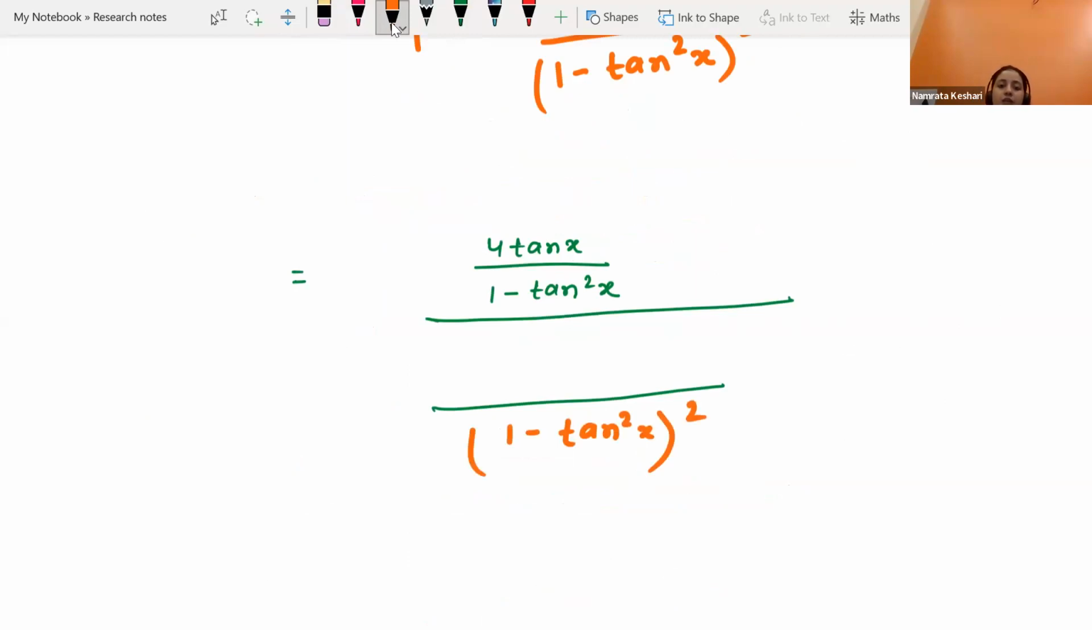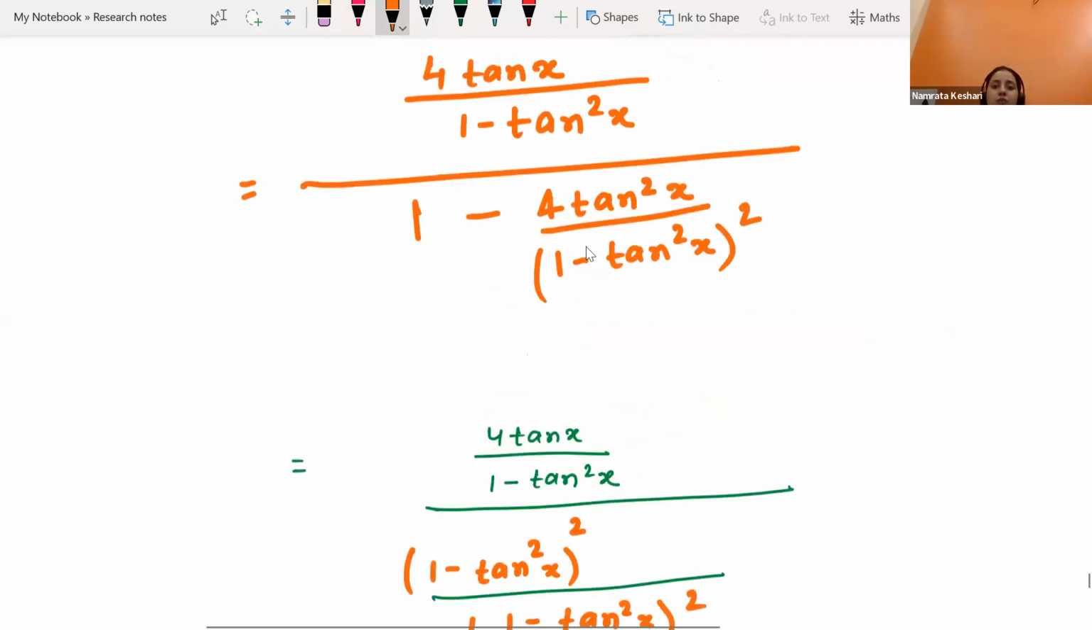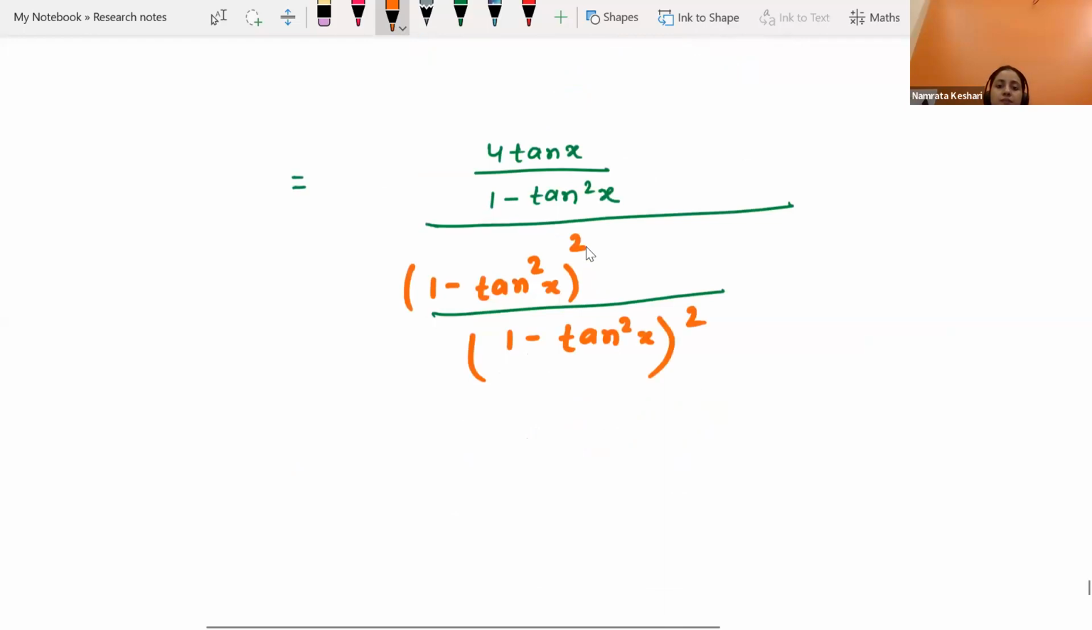Okay. Now here, 1 minus tan square x, that's a complete square, right? Yes, ma'am. Minus 4 tan square x, can we say as it is? Yes, ma'am. Any confusion? No, ma'am, no confusion.